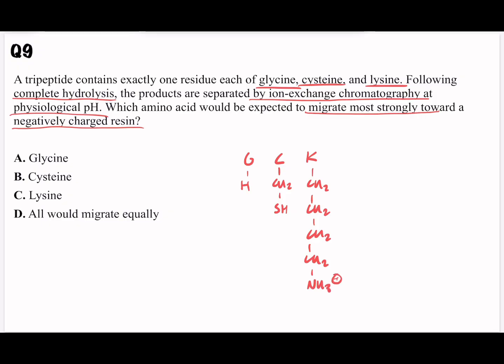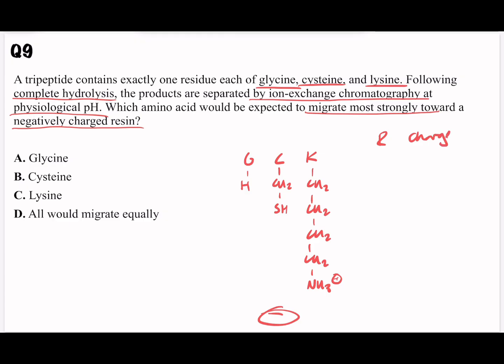So this question is talking about ion exchange chromatography, which is a technique where you separate a bunch of different compounds by charge. And so if we're asking which amino acid would be expected to migrate most strongly towards a negatively charged resin, we need to think about the R groups, which we drew, and we need to think about charge, which we haven't looked at yet.